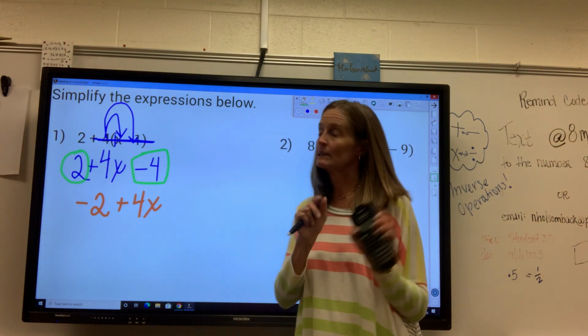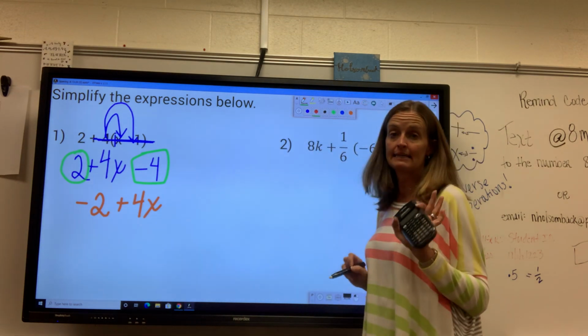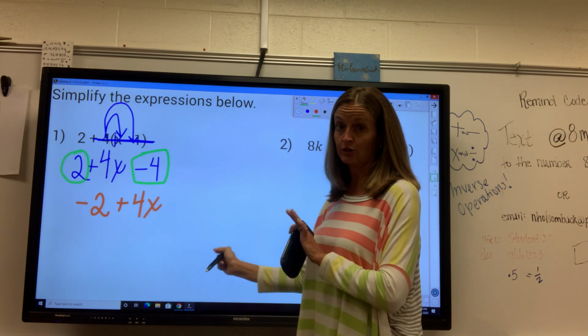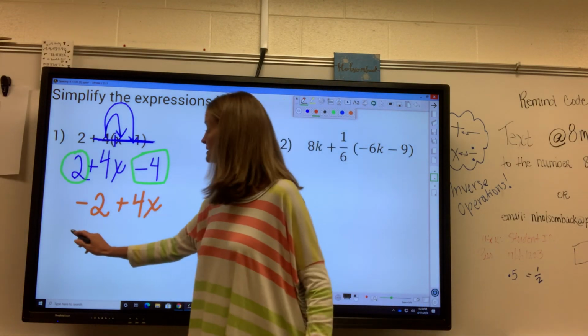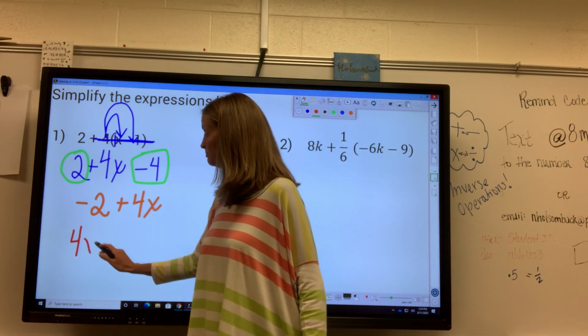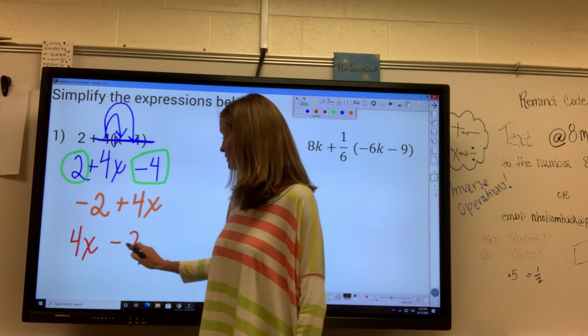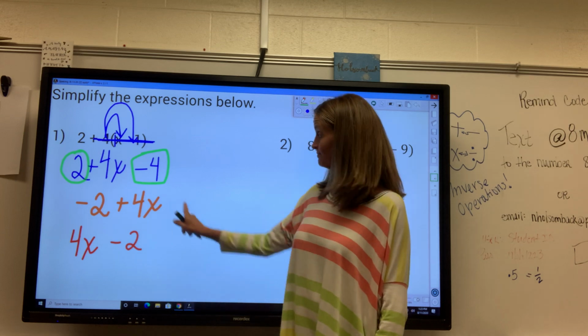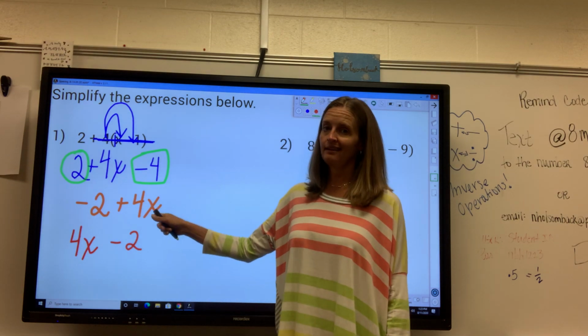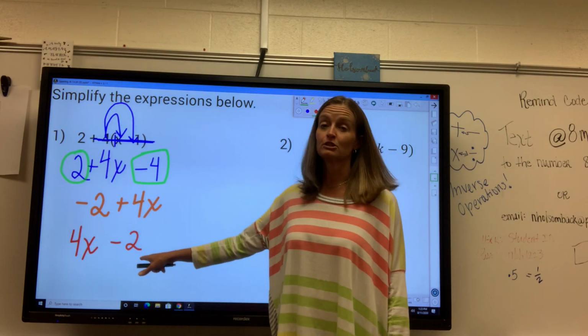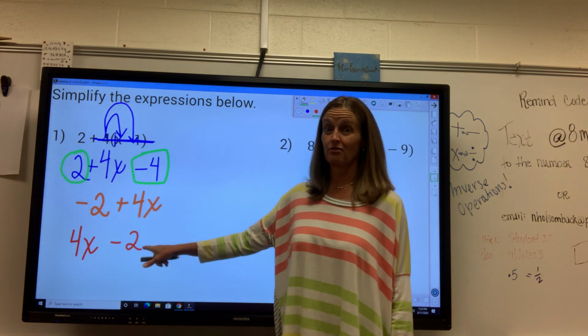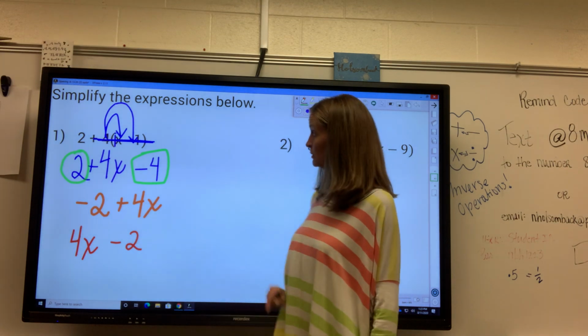Now, here's just a little side note. Algebraically speaking, because this is algebra, it's got letters and numbers, the positive 4x should be written first. That's the most appropriate. And then -2 would come next. So this is okay, but this is much better. Right there. That's how you want to write it.